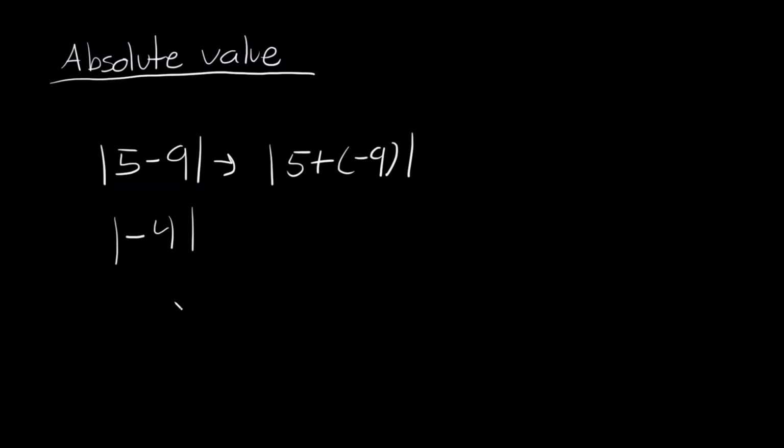So now we just need to find the absolute value of negative 4, which is the distance from 0 to negative 4, which is just going to leave us with positive 4, which is our answer here.